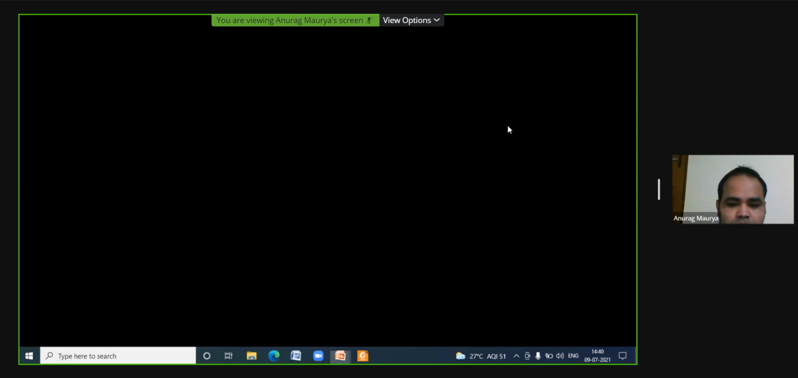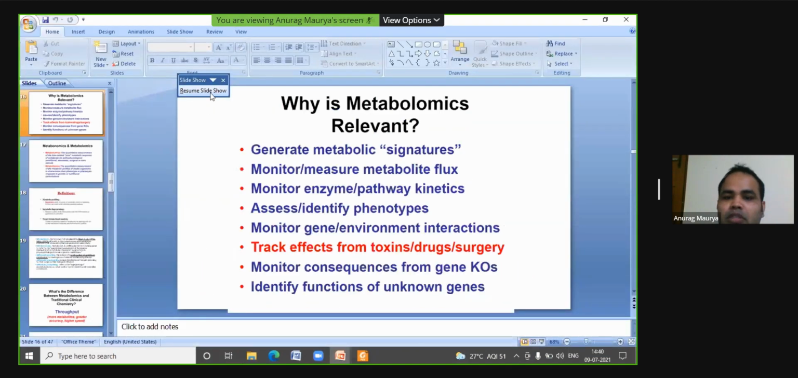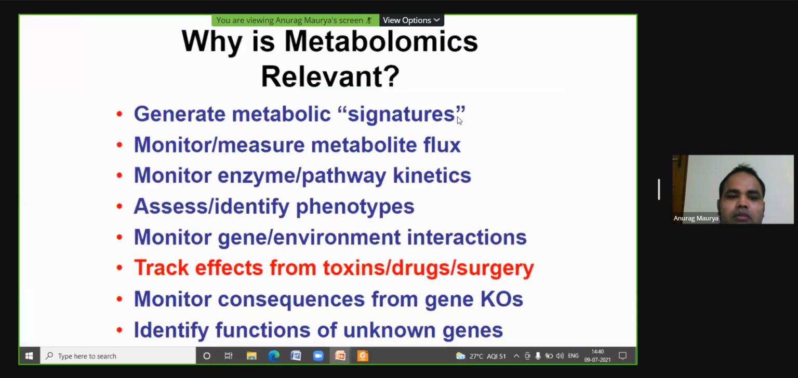Could you see the slide? I hope the screen is visible to you. Can somebody tell? Can you see the slide?